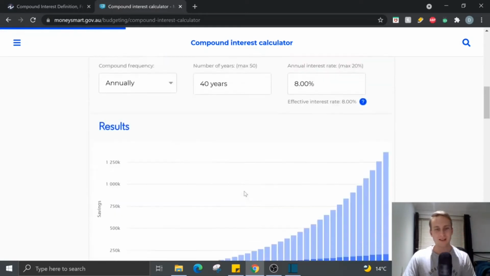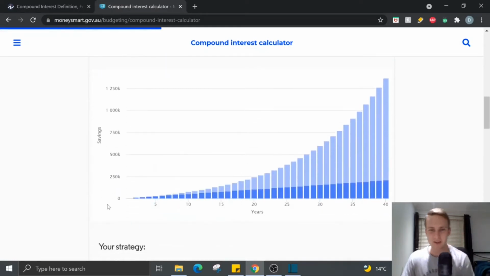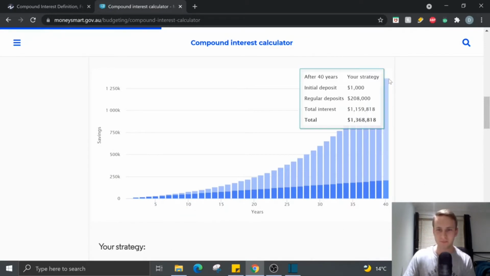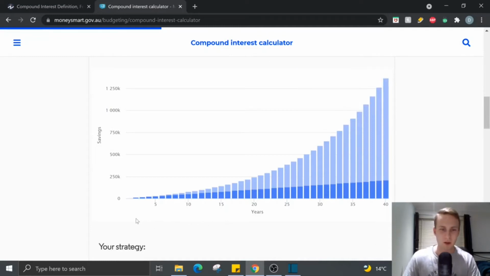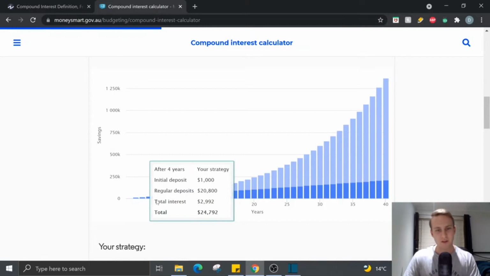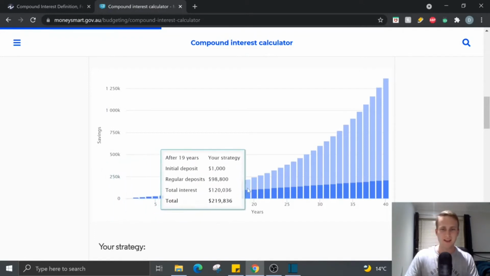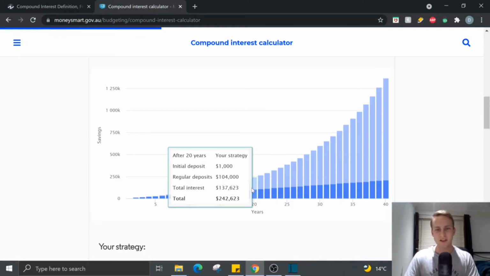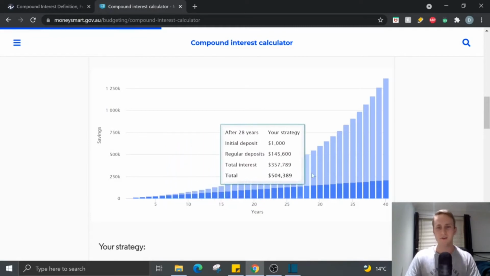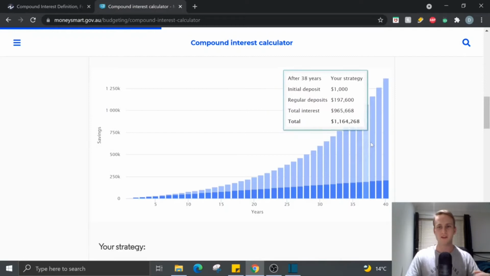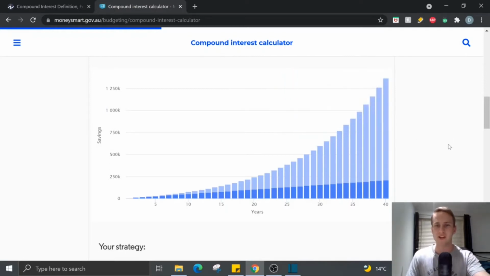Now, let's have a look at the results. As you can see, at the end of the 40 years, you're going to have $1.36 million, of which you contributed $208,000, and the rest is all interest. And as you can see by looking at the curve of the graph, your first 20 years or so are not all that impressive. But as you go out to these later dates, you can really see the power of compound interest at work and the magic it provides.